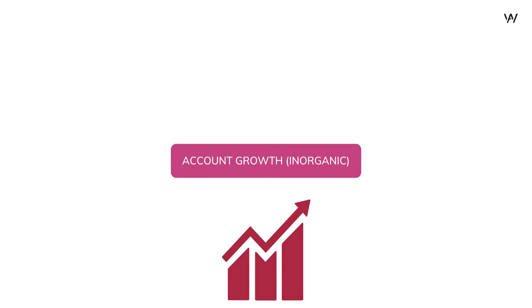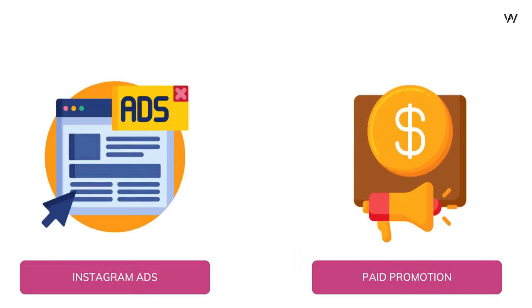As you can see on the screen, in the inorganic section, we'll be taking a look at two different types of inorganic growth. The first one is using Instagram advertisements. There are inbuilt Instagram ads that we can run. And secondly, you can use paid promotions. We'll be taking a deeper look at these two things in the inorganic section of this course, and I hope you're eagerly waiting to learn more about these.